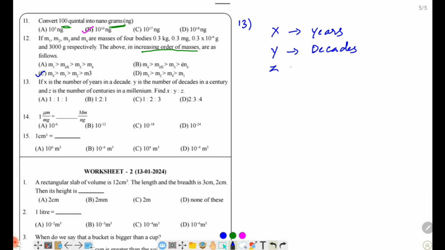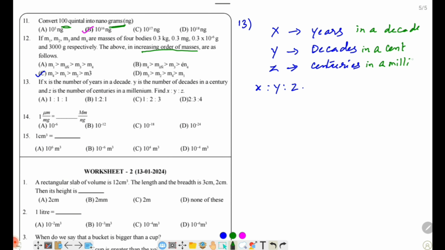Z is the number of centuries in a millennium. So find X ratio Y ratio Z. This is the question. So very simple. X is the number of years in a decade, and Y is the number of decades in a century. And Z is the number of centuries in a millennium.